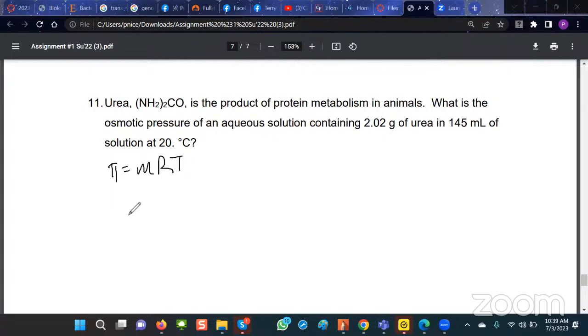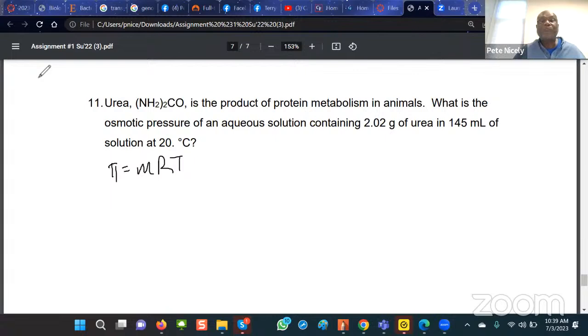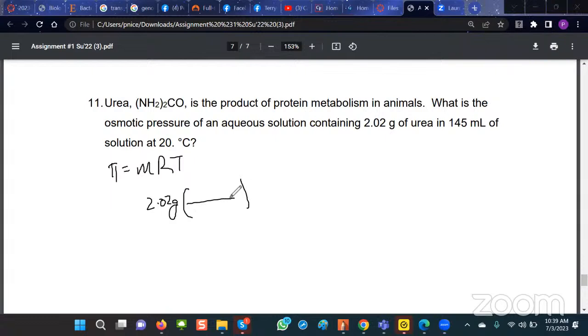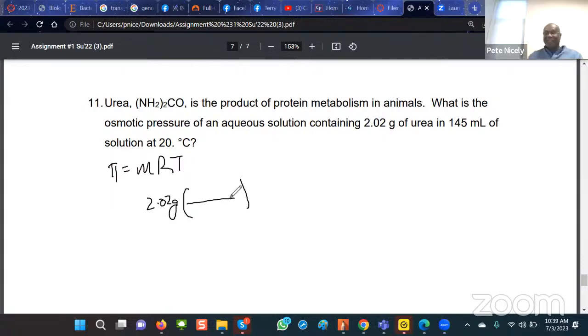You would convert grams of urea to moles, and then you would divide. Let me write that down first. So convert the 2.02 grams to moles. How would you do that? You would find the molar mass, since they gave you the formula of urea. Very good. So I have the molar mass right here. Let me just put 1 mole. The molar mass is actually 60.06 grams. Okay, then what?